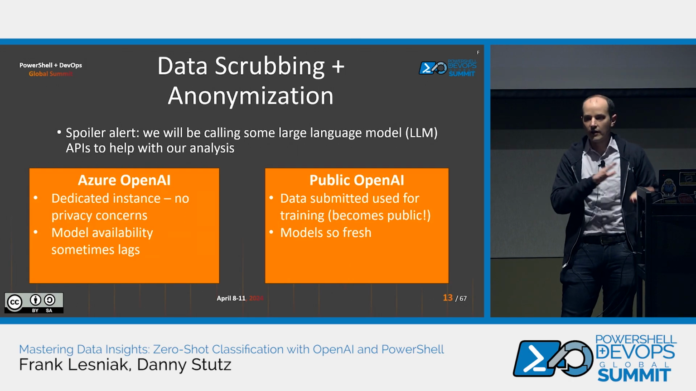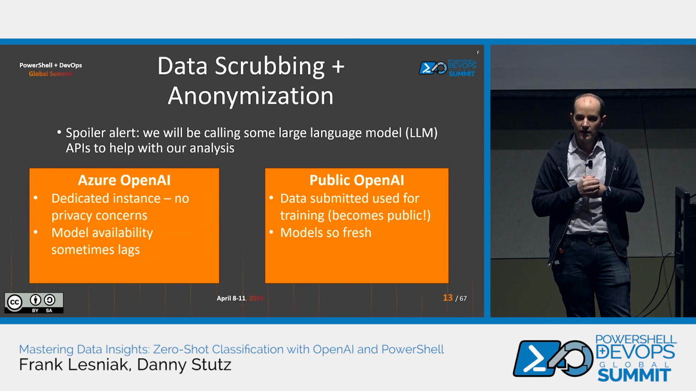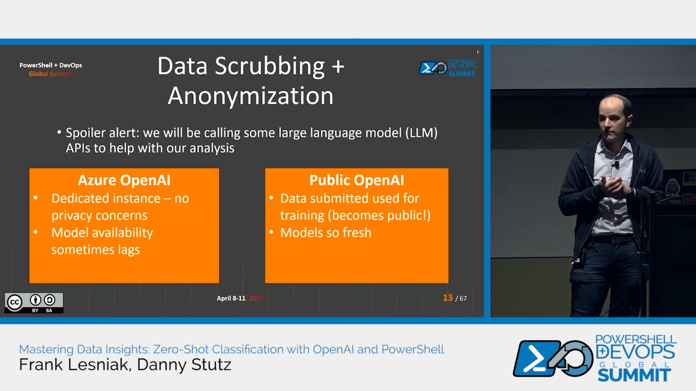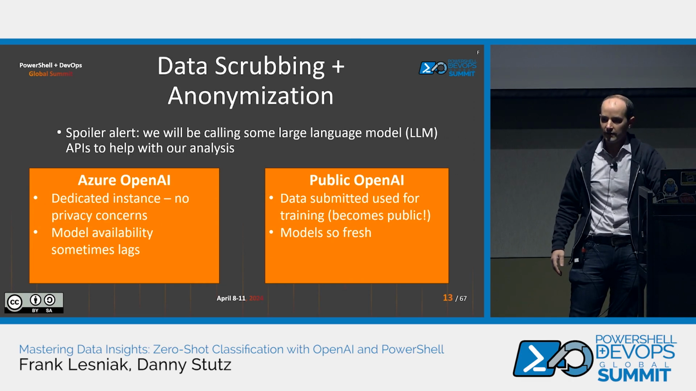On the other hand, with the public OpenAI APIs, you don't really have an expectation of privacy there, at least in my opinion. The data you submit can be used for training the model, that is. So effectively, I would not put anything confidential there. But you do get access to the freshest, best stuff in theory.